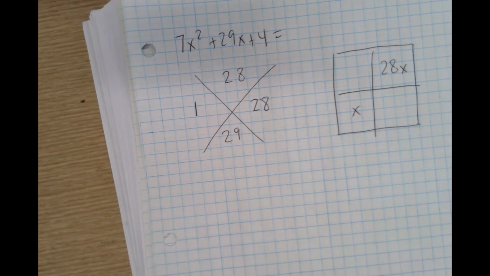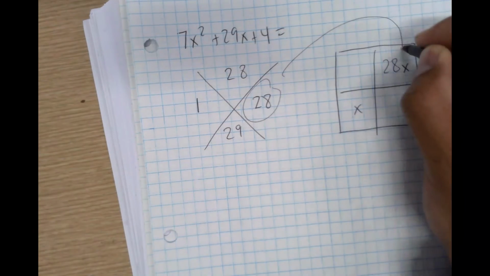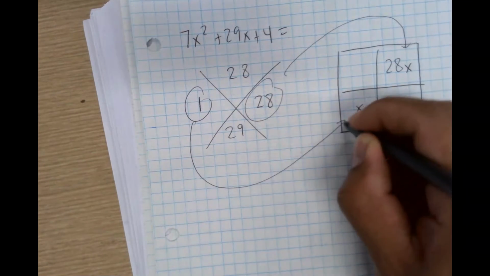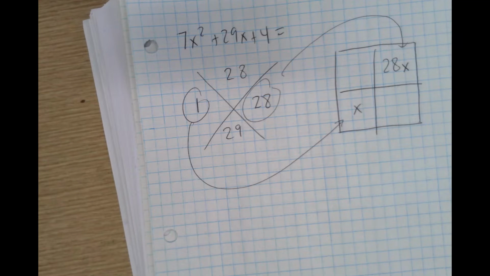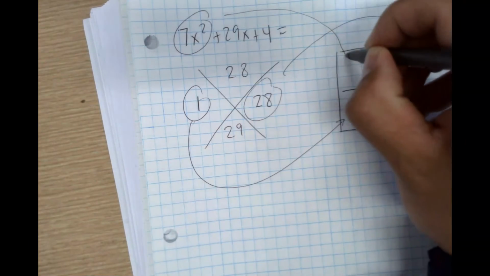How do I fill out the rest of the box? So again, this 28x is going to go right here, and this x is going to go right there. Trevor again: put in the rows and label them A and C. So A would be 7x squared, and then C would be 4.